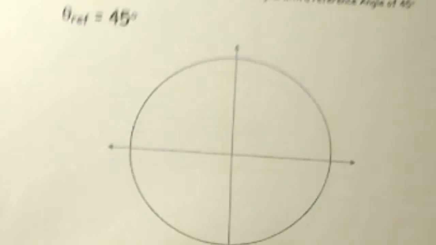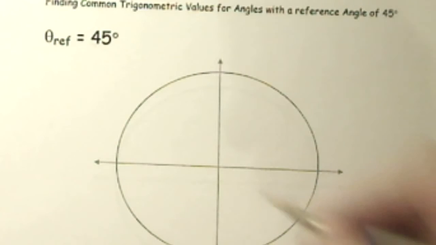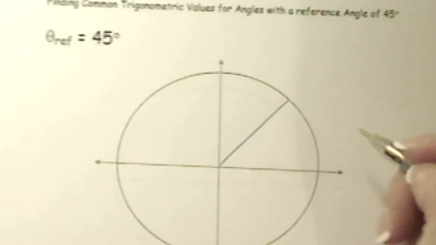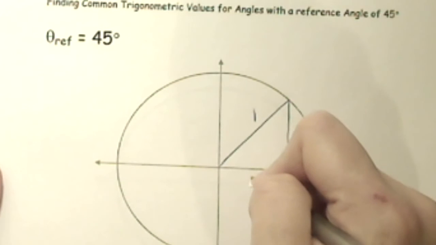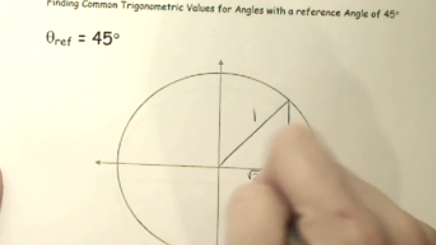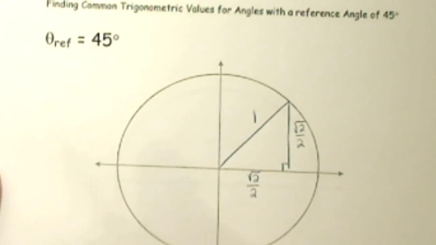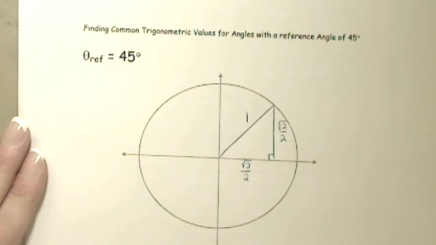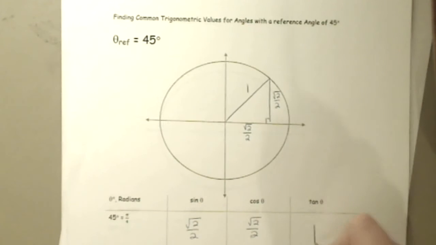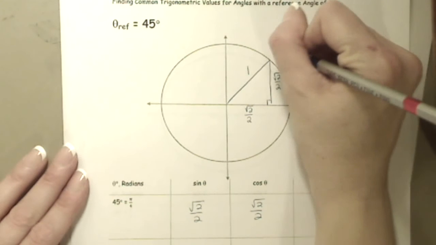So we're going to start with our reference angle of 45. We already did 45 degrees in the first quadrant in the previous video, so I'm just going to throw that on here with a hypotenuse of 1. And the x-coordinate, or the cosine, is square root of 2 over 2. And the sine is square root of 2 over 2. And for this one, we know the tangent will be 1 because we're doing y divided by x. So that's at 45 degrees.